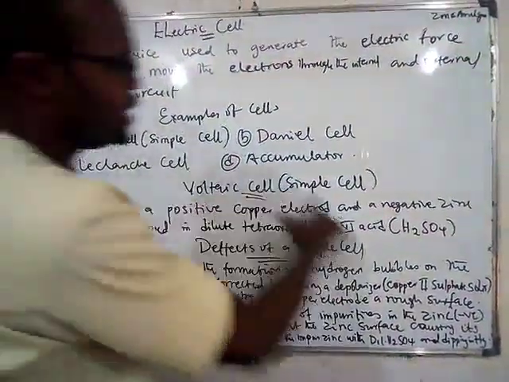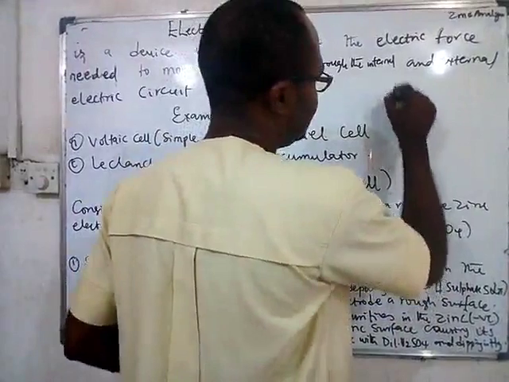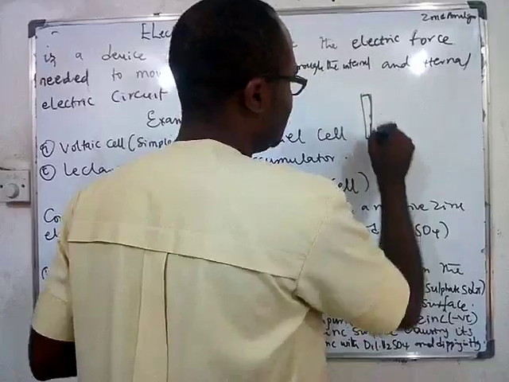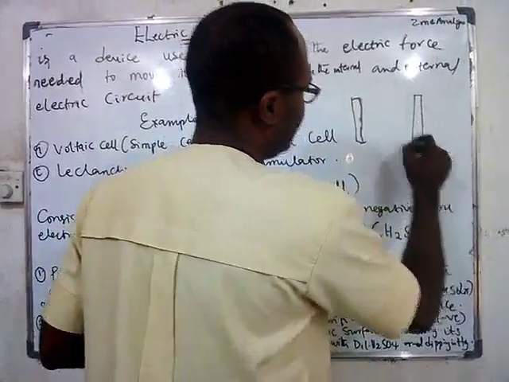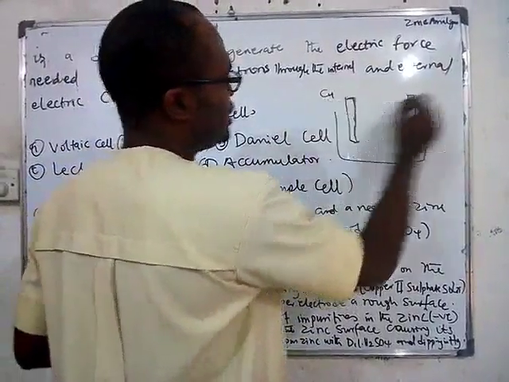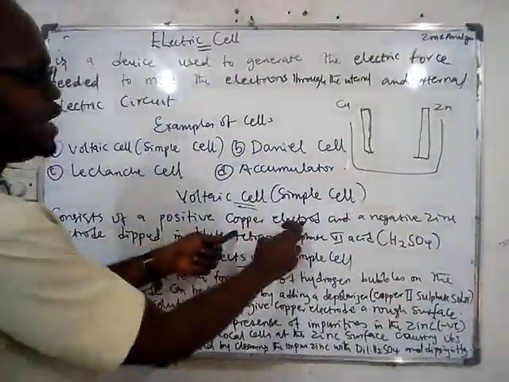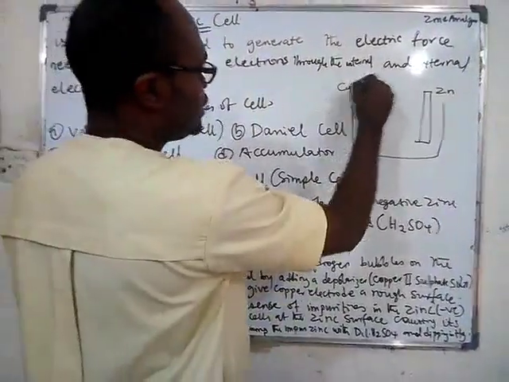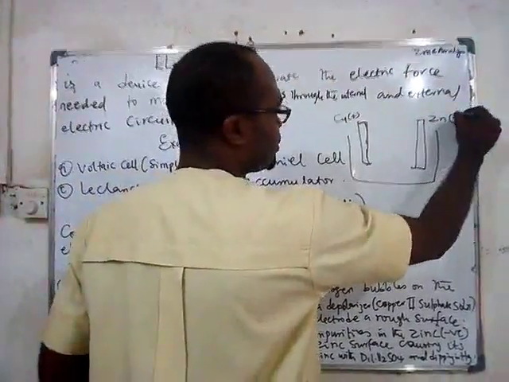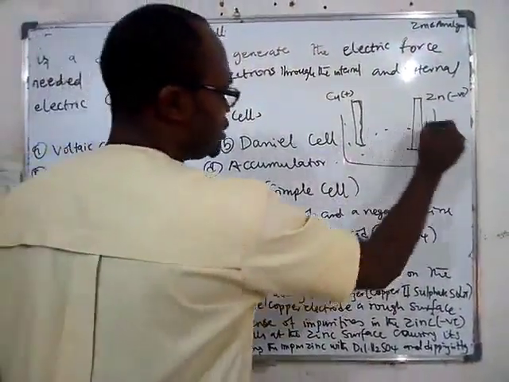Number one, we'll take voltaic or simple cell. They have structures like this. They have two electrodes, positive and negative. So if this one is the copper, this one will be the zinc. So voltaic cell is made up of positive copper electrode and negative zinc electrode. Is that clear?